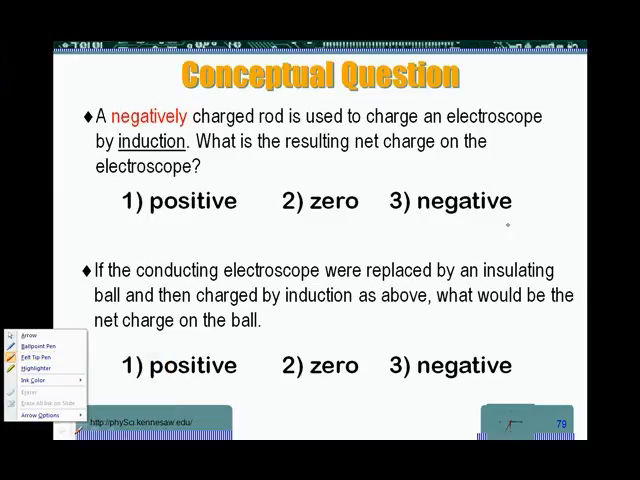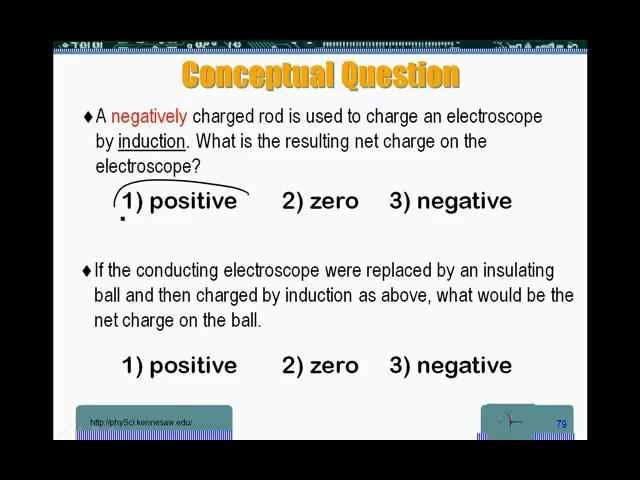So let's see. We have a negatively charged rod. It's used to charge an electroscope by induction. What is the resultant net charge on the electroscope? Whenever we charge something by induction, we get the opposite charge of what we approach to the electroscope. So without any analysis, we can say it's going to be positive.